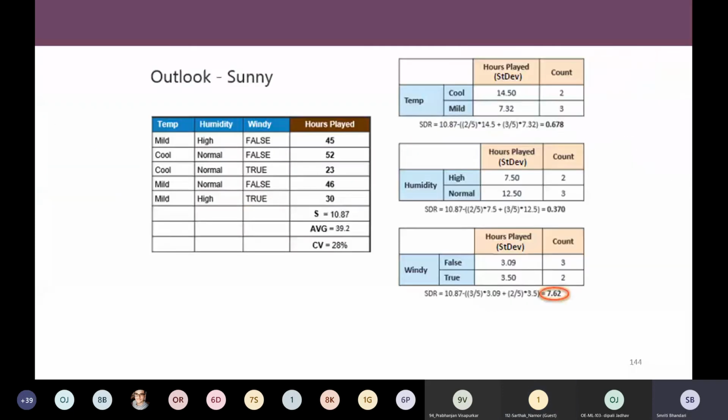How many attributes remain? We have temperature, humidity and windy. For all those attributes, temperature, humidity and windy, we are going to compute the standard deviations, and based on the standard deviations and the associated data sets, we compute once again the SDR value for outlook equal to sunny.